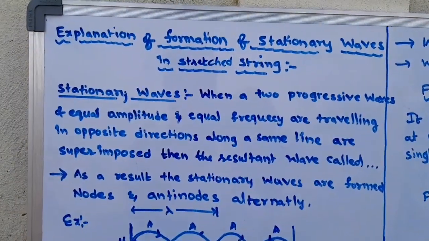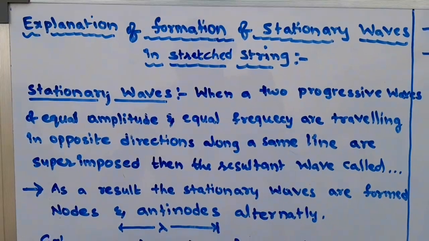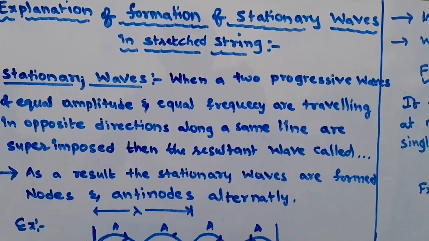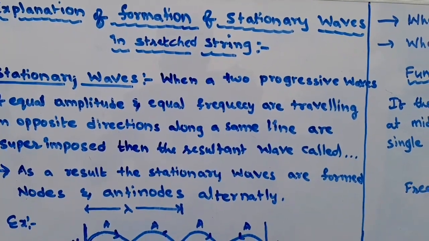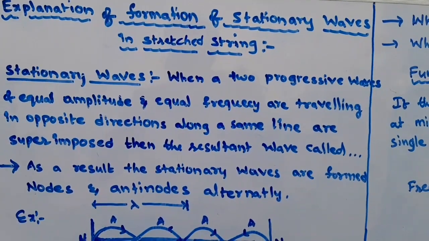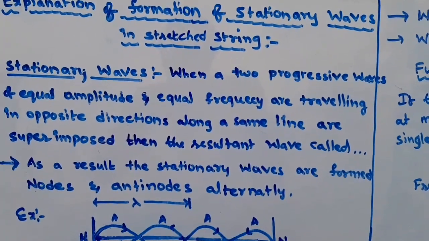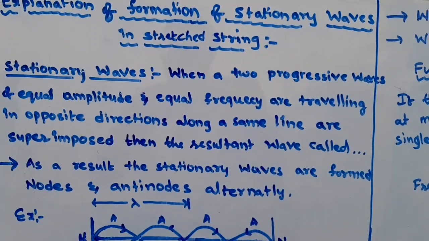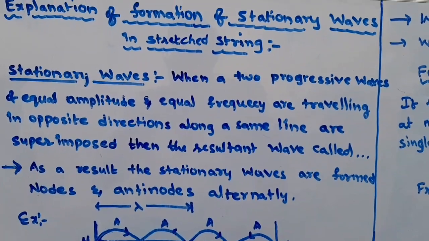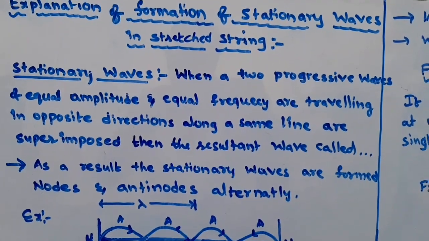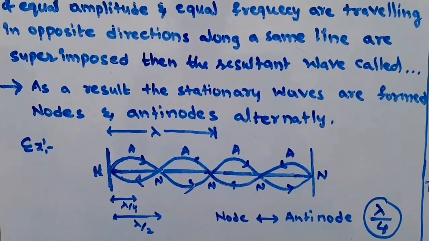First I will start with the stationary wave definition. What is a stationary wave? It is also called a standing wave. A stationary wave is defined as follows: when two progressive waves of equal amplitude and equal frequency, traveling in opposite directions along the same line, are superimposed, then the resultant wave is called a stationary wave. I will show it here. This is a stationary wave.